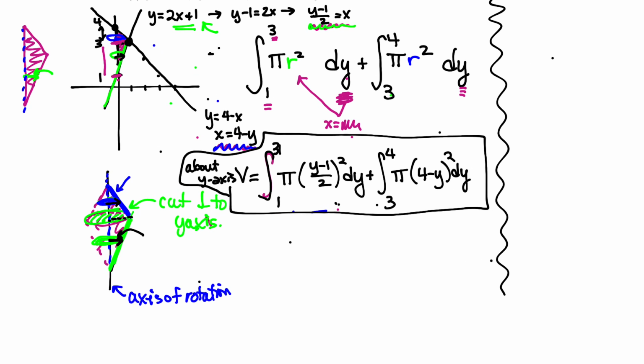Why is it 4 minus y? Let's see. So the equation was y equals 4 minus x, and I want to solve for x. So maybe I'll add x to both sides, and that gives me y plus x equals 4. And I'm solving for x, so now let me subtract y from both sides. Are you with me? You could also look at it like this. Other questions?